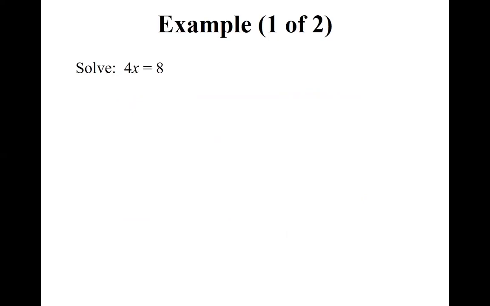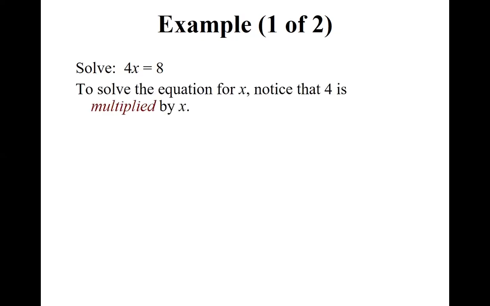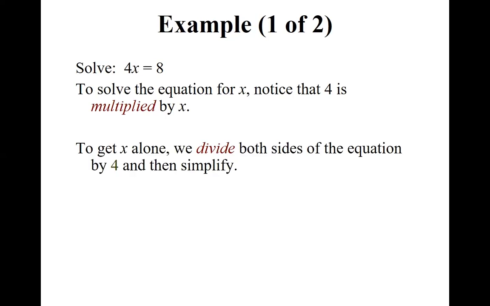So with 4x equals 8, that's 4 times x. We need to undo times. We do that with dividing. Divide both sides by 4. 4x over 4 equals 8 over 4. 4 divided by 4 is 1. 1 times x is x. 8 divided by 4 is 2. So x equals 2.